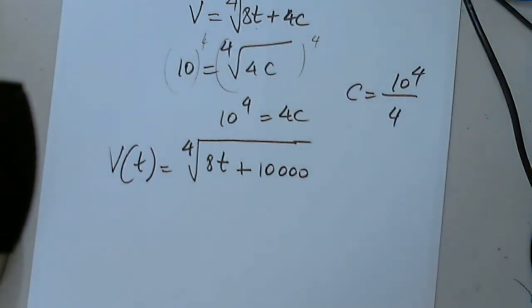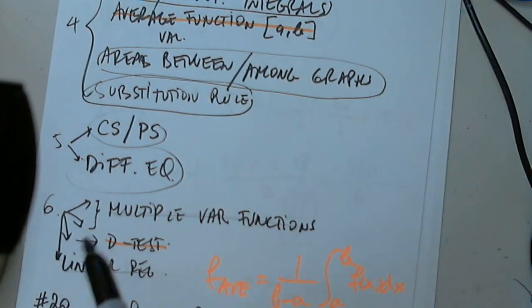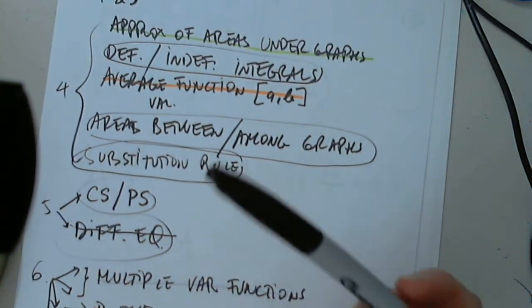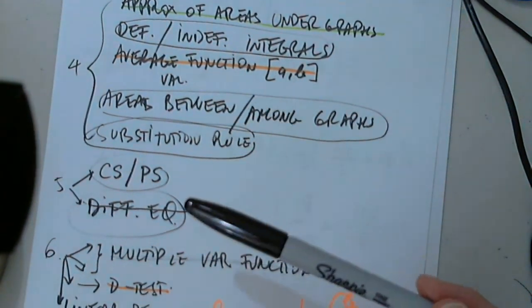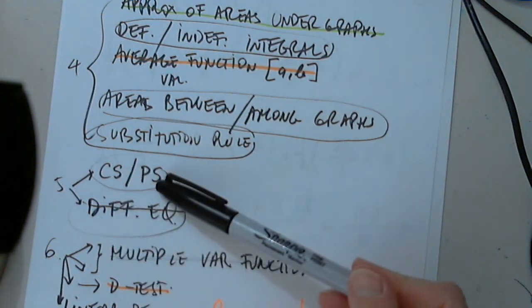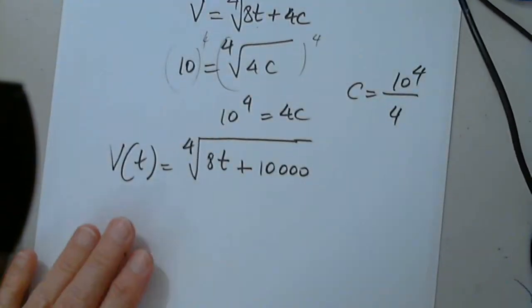Very good. So let's look at next. Definite and indefinite we've been working with, but we can do any. Substitution rule we've been working with, but if you want to go back to it, consumer surplus, producer surplus, and the area between curves. Any questions on this problem?